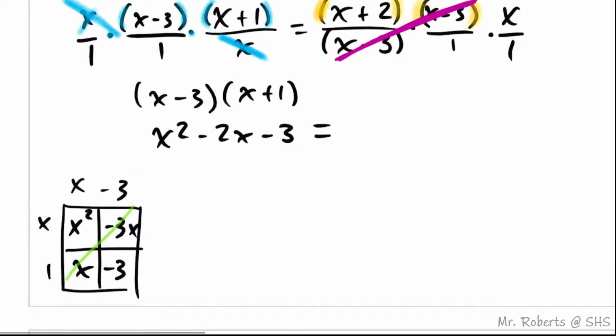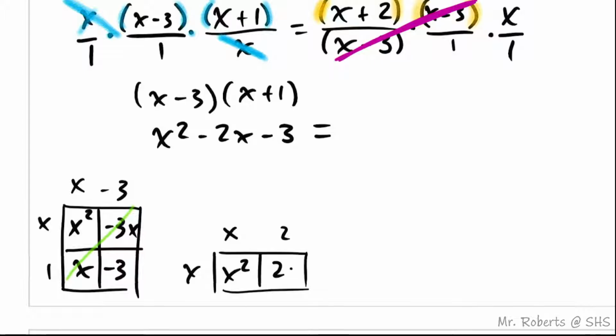So this product ends up being x squared minus 2x minus 3, and that equals, over on the other side, you can see that there's an x that I need to multiply by x plus 2. Simplest form of the distributive property. There's no way I need an area model for that, but just to remind myself, it is an x plus a 2. Here's an x. It's x squared plus 2x.